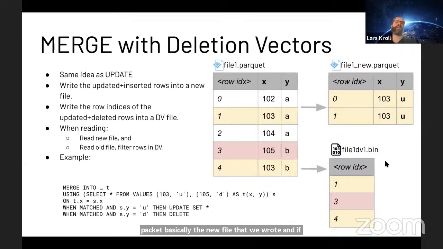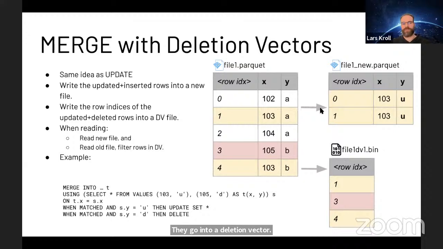They go together. And then the rows that were deleted, we don't rewrite them at all. And all the rows that we selected, so that's the updated rows and the deleted rows, they go into a deletion vector, right? Rows 1, 3, and 4.